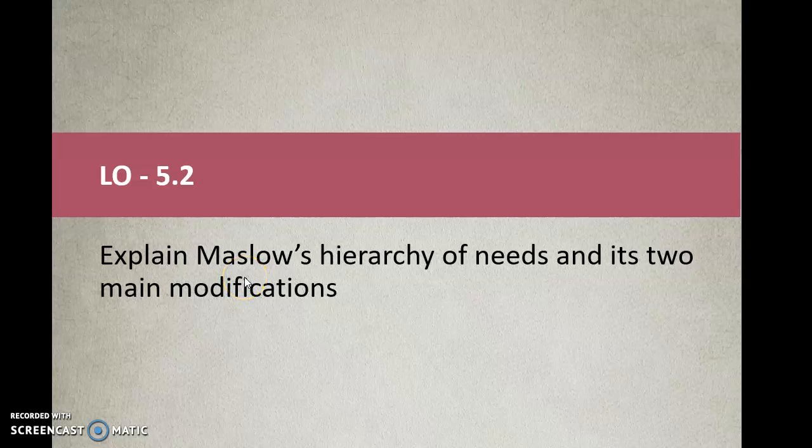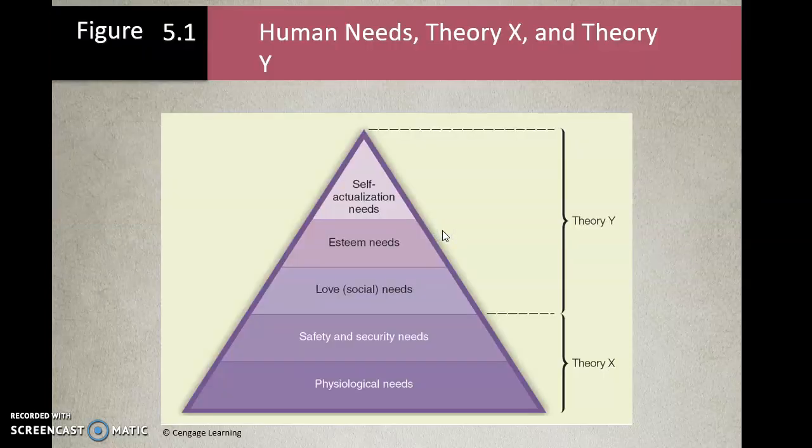Let's look at Maslow. I'm going to explain his hierarchy of needs and look at his two main modifications. I know you have probably discussed Maslow's hierarchy of needs in other classes, but it's such an important contribution to motivation, and it's really the best known and the earliest known theory that's out there.